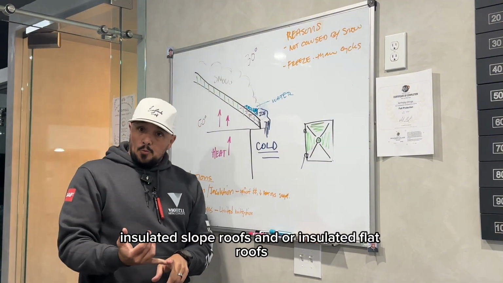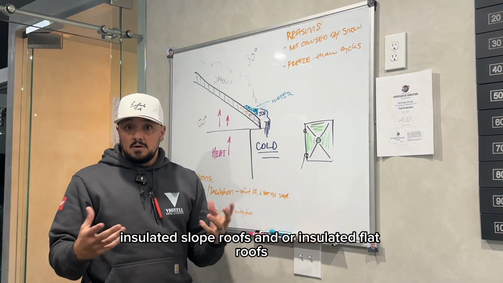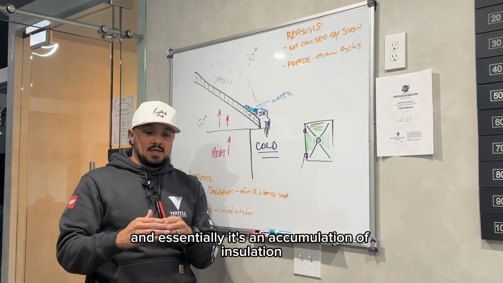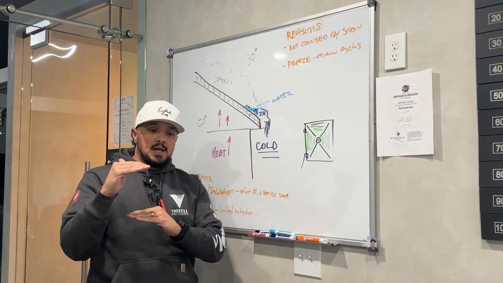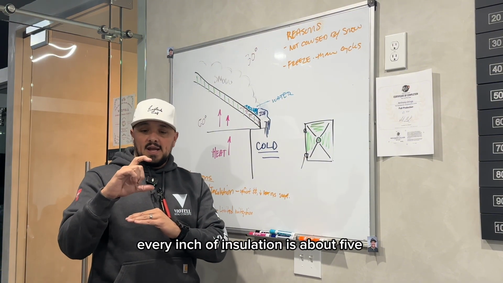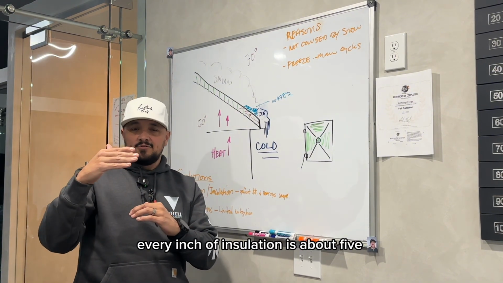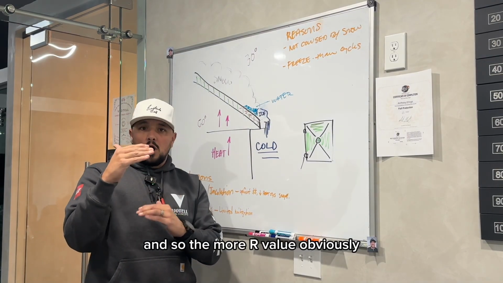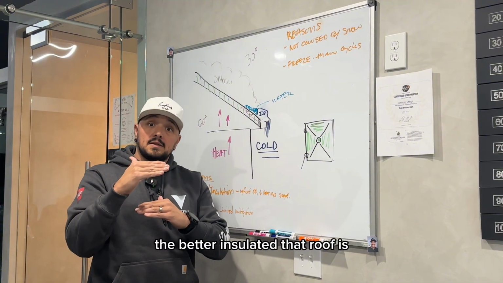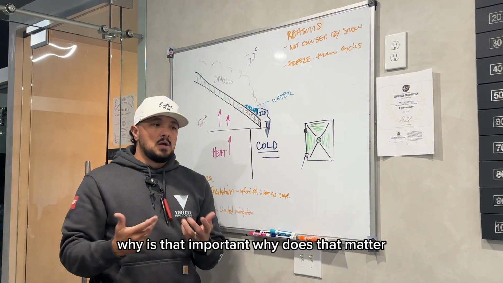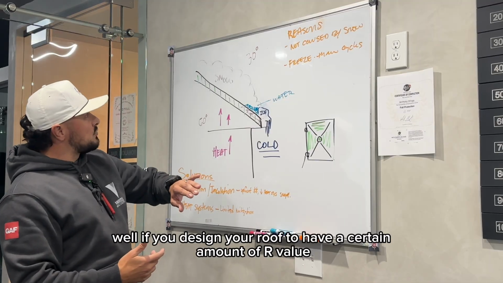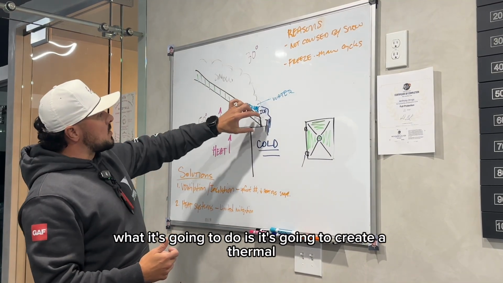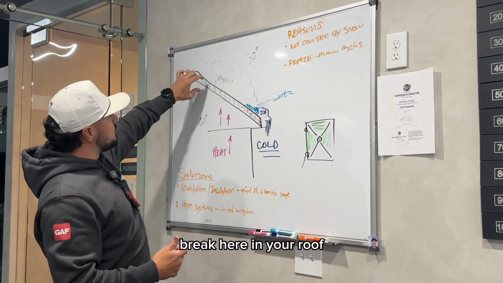Insulated sloped roofs or insulated flat roofs, either way, there is what we call R value, and essentially it's an accumulation of insulation, and based on that, every inch of insulation is about 5 degrees of R value, right? And so the more R value, obviously the better insulated that roof is. Why is that important? Why does that matter? Well, if you design your roof to have a certain amount of R value, it's going to create a thermal break here in your roof.